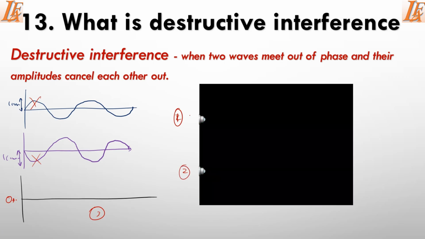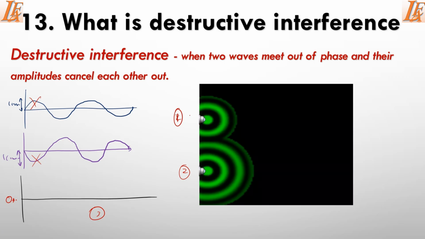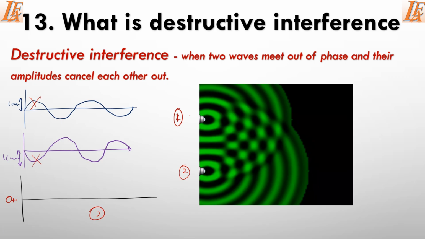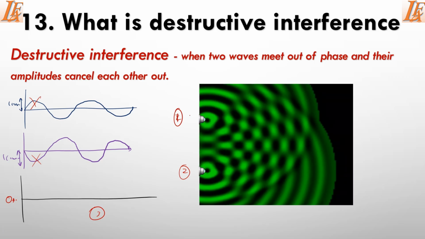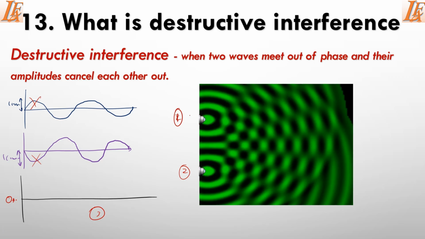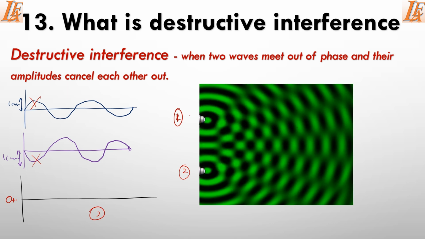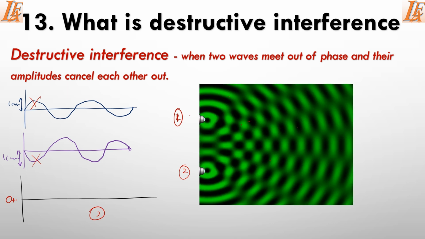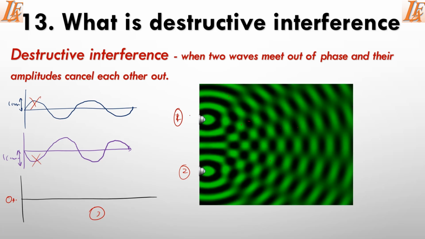Now, if you have source 1 and source 2 producing a wave, these two waves will meet out of phase, and when they meet out of phase, the energy will cancel out and they will form these dark spots that you can see here on the screen. Now, this dark spot is what we call destructive interference.